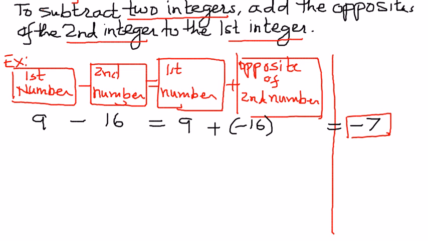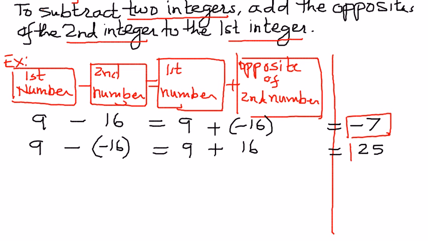Let us look at a second example. Let's say we have the number 9 and we want to subtract -16 from it. We write the first number as is, which is +9. We use the positive sign, plus the opposite of -16, which is +16. Therefore 9 plus 16 is equal to 25. That is our answer: 9 minus -16 is 9 plus 16, which is equal to +25.